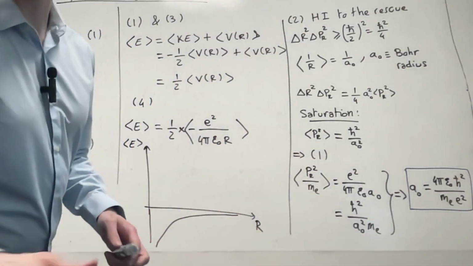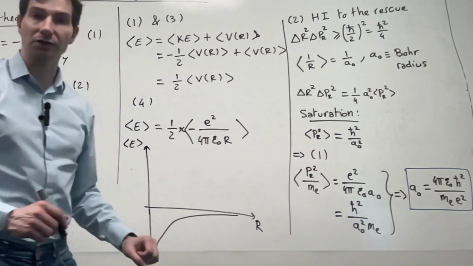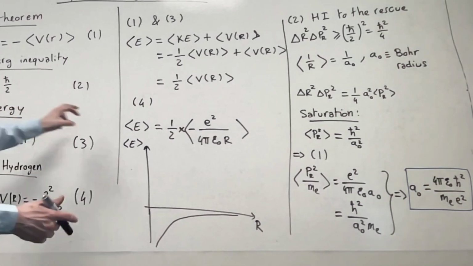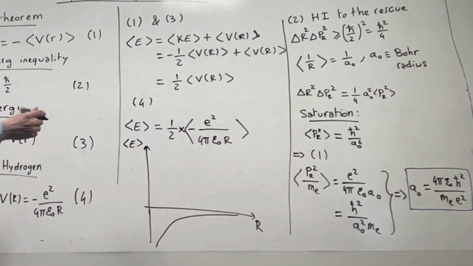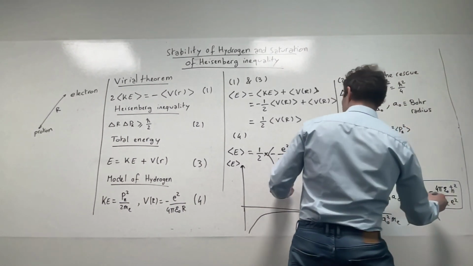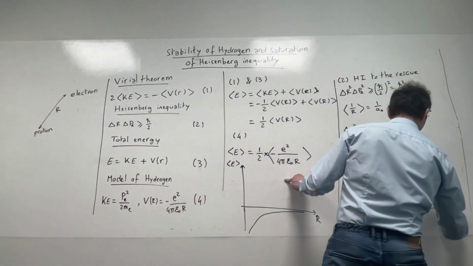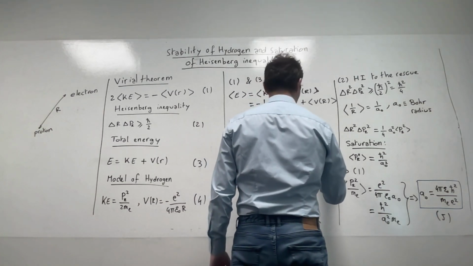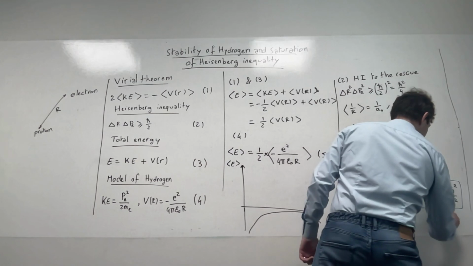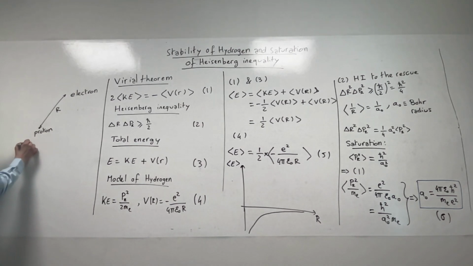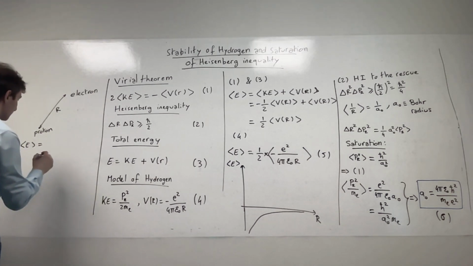Okay? So then what I do is basically I take this particular expression of the Bohr radius, and then I actually put it in the total energy that we've derived already here. So let's call that 5, and let's call that 6. So basically, if I do 5, we are going to get the following.